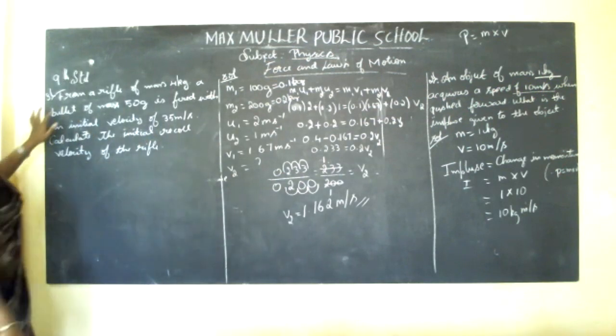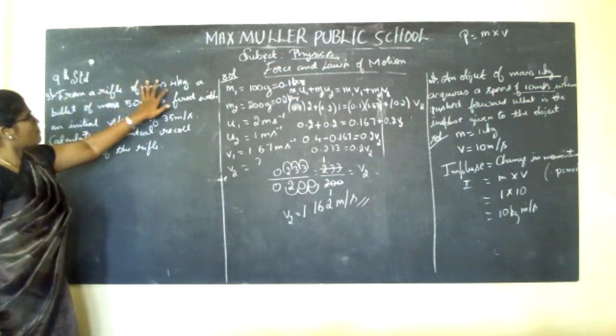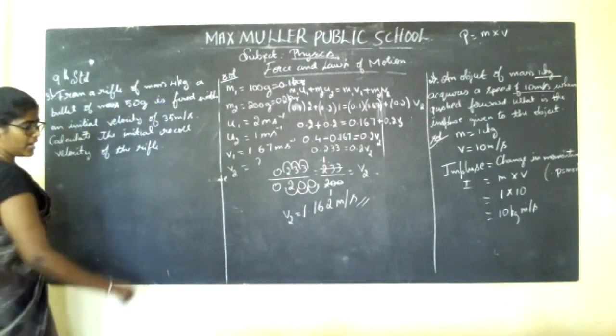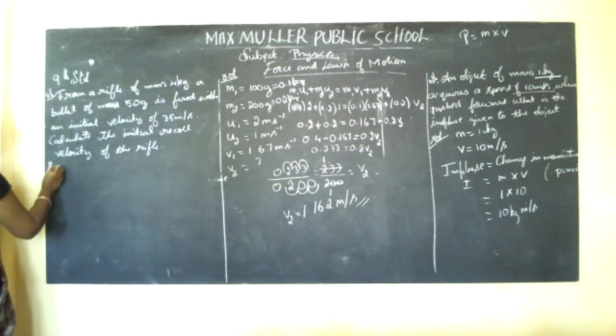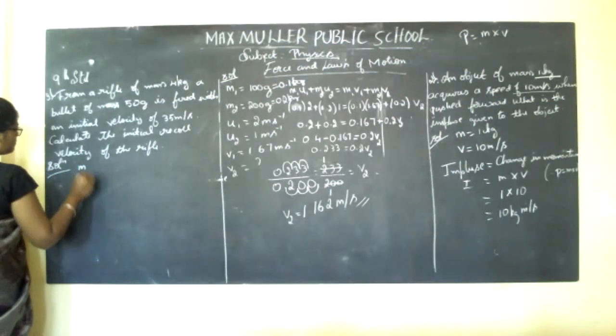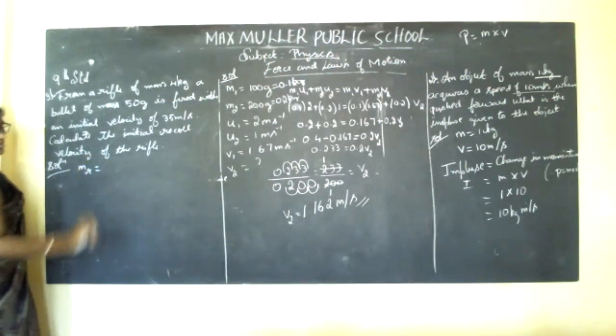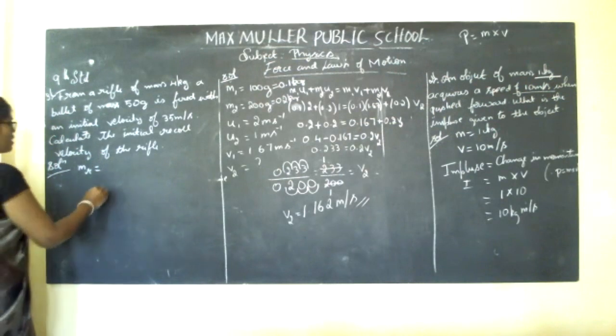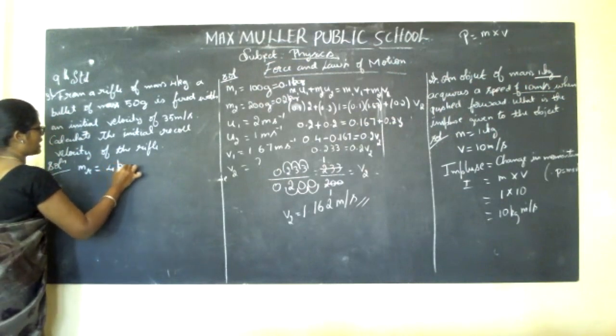Now, let me start. From a rifle of mass... What is the mass of the rifle they have given? So, let me start with the solution. Mass of the rifle, I'll write mass of the rifle as Mr. Mr is how much given? 4 kg.